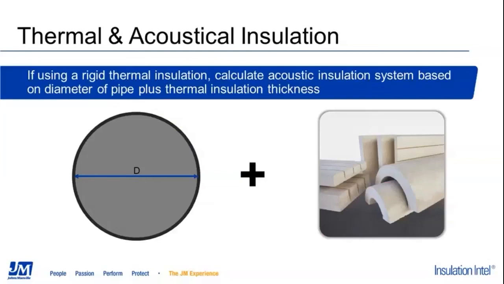or a perlite or cellular glass on a cold system, or PIR, polyiso, it's important to know that you must take the combination of the pipe diameter and the thickness of the insulation that is going around the pipe into account when you look at what ISO class or pipe size requirement you have to meet. So if you have a 10-inch pipe with 2 inches of insulation, you actually need to treat that as a 14-inch pipe, not a 10-inch pipe.